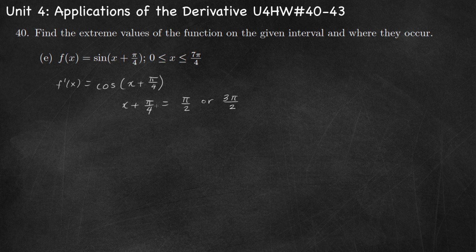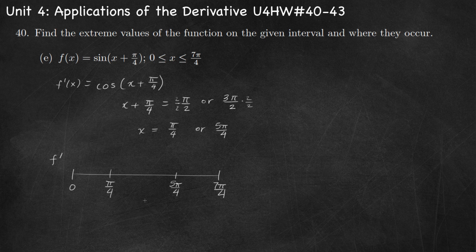Now solving for x, we're going to subtract pi over 4. So that gives me x equals pi over 2 minus pi over 4. If we get a common denominator, that's 2 pi over 4 minus pi over 4, which is just 1 pi over 4. And over here I have 6 pi over 4 minus 1 pi over 4, which is 5 pi over 4. So those are my two critical values on this interval: pi over 4, 5 pi over 4. And then I have my endpoints, 7 pi over 4 and 0.